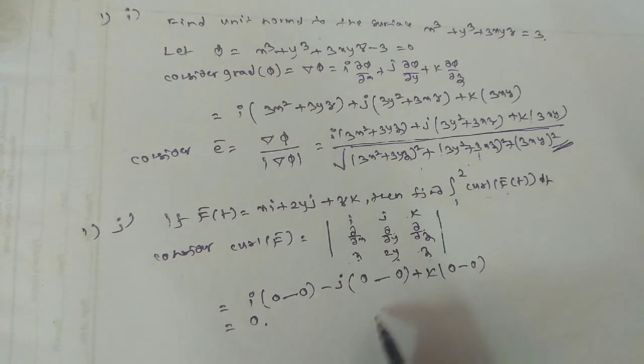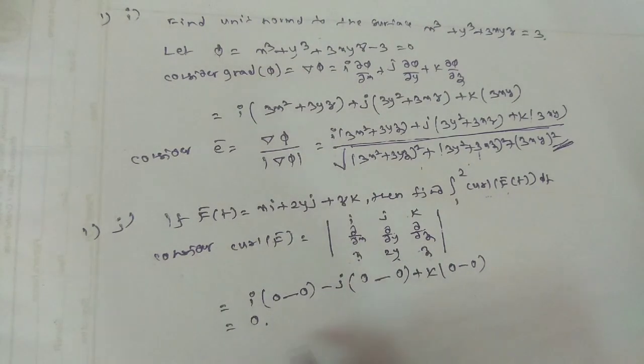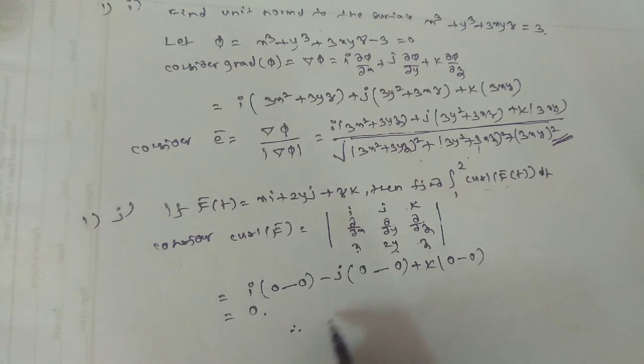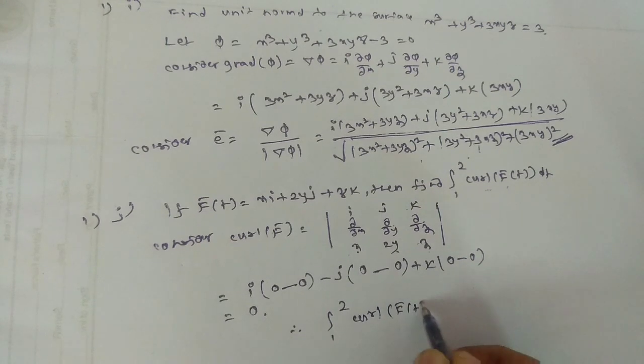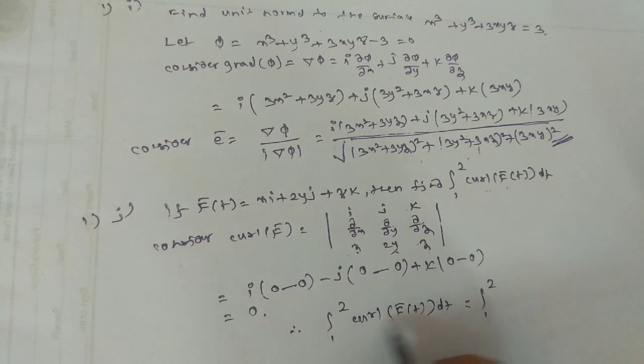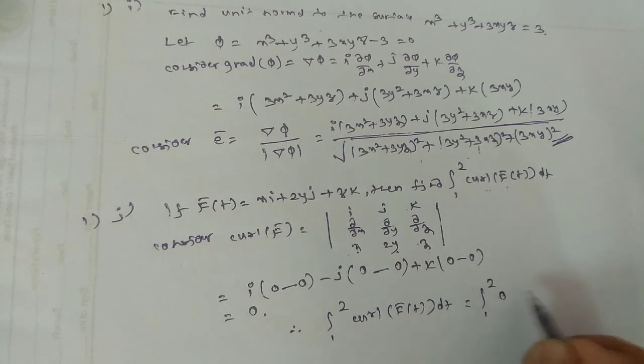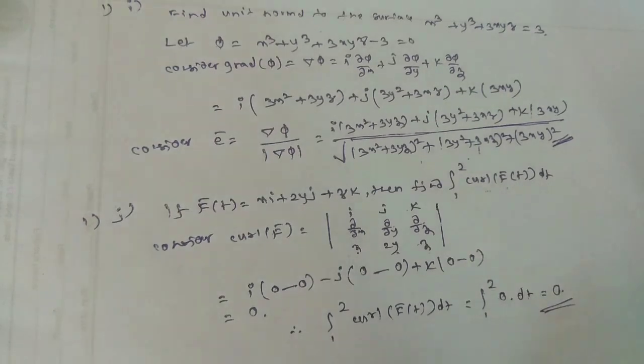So once you get that value, you can say that the integral from 1 to 2 of curl of f bar of t dt is equal to the integral from 1 to 2 of what we have calculated as curl, which is 0, 0 dt. So the overall answer is nothing but 0.